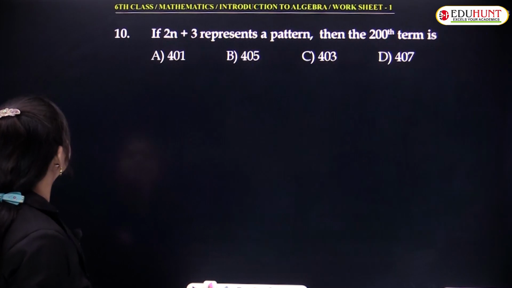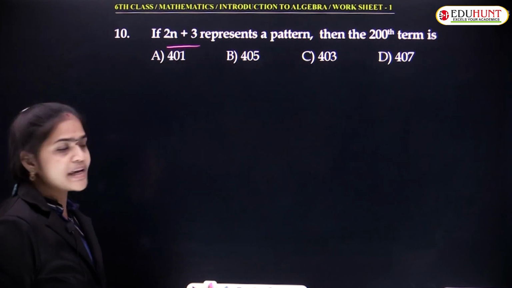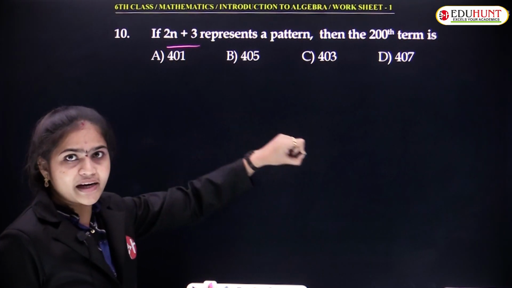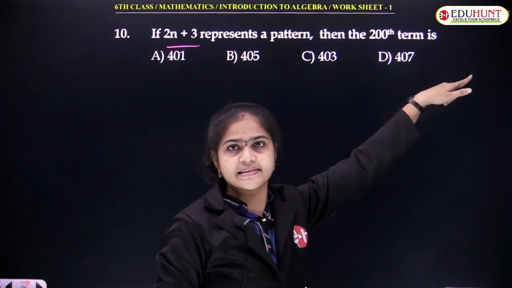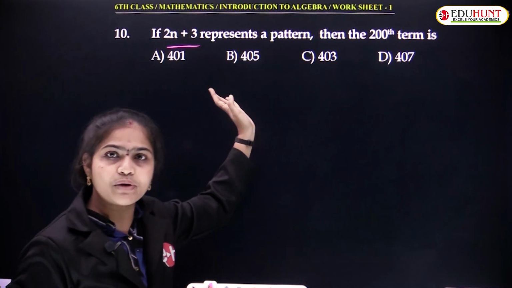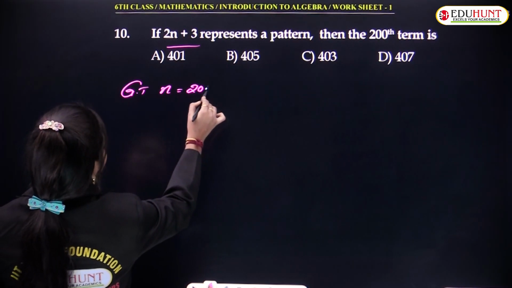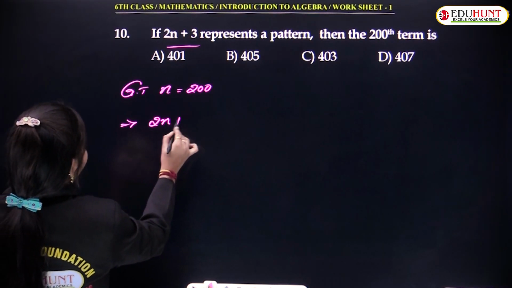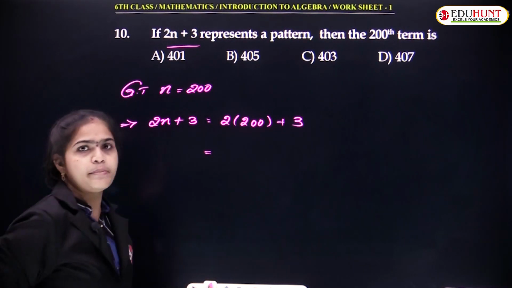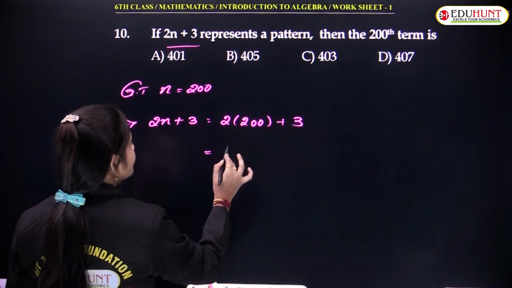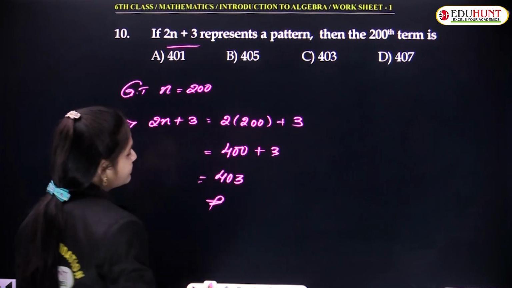10th question, see that. If 2n plus 3 represents a pattern, just same like the previous one, if the rule of the pattern is 2n plus 3, then 200th term they are asking. 200th term means here n is equal to 200. Given that n is equal to 200, then 2n plus 3 is equal to 2 into 200 plus 3. So 2 into 200 is 400, plus 3. Finally, the answer is 403.